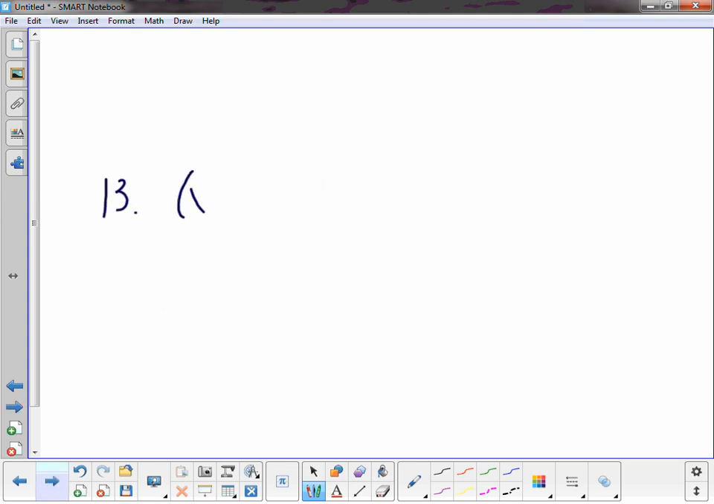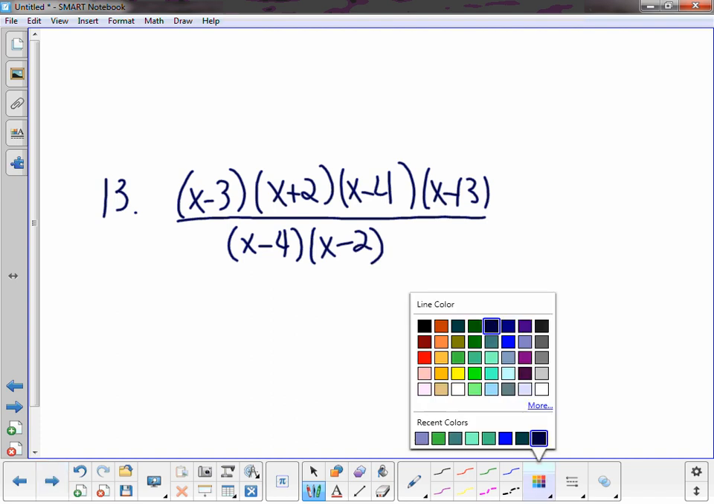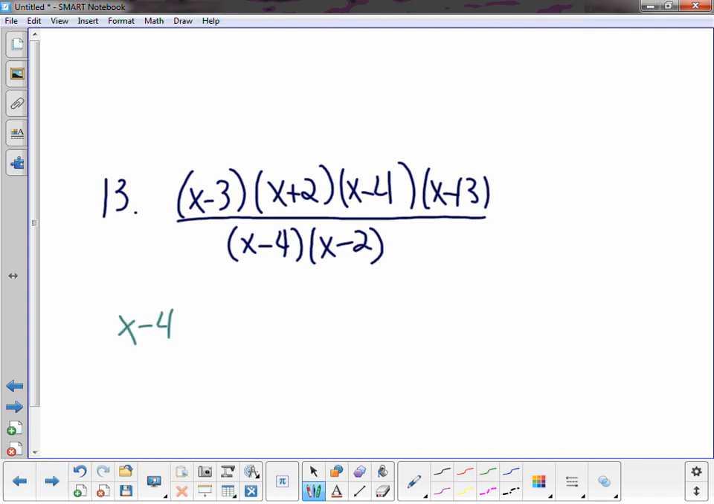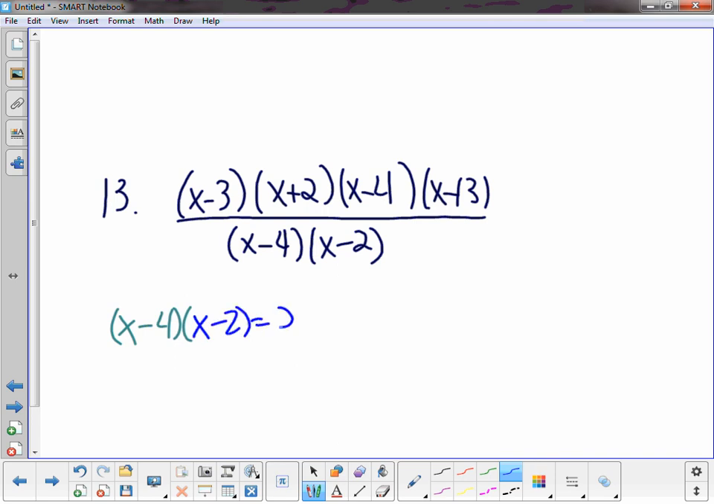So what I'm going to do is as I'm writing this down, I'm going to write it all down as one big long fraction. Because when we're multiplying them together, all we're really doing is writing them down as one fraction when we multiply them. That's what multiplying does. Okay, so to get our excluded values, we're going to set both of those equal to 0. So then for our excluded values, we get that x cannot be 4 or 2.